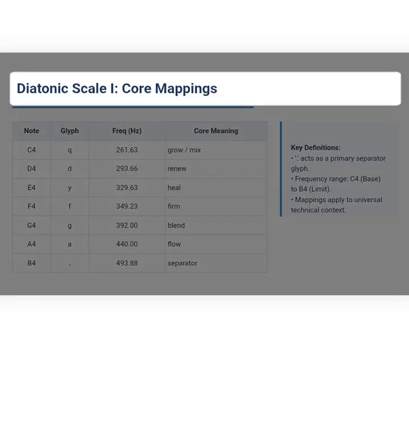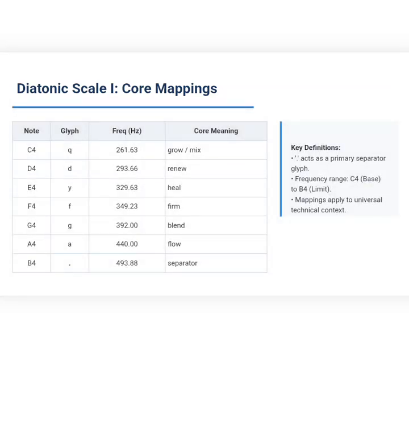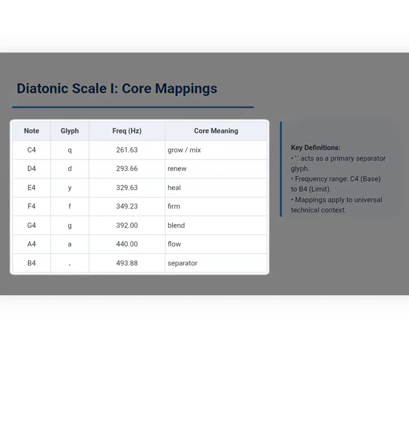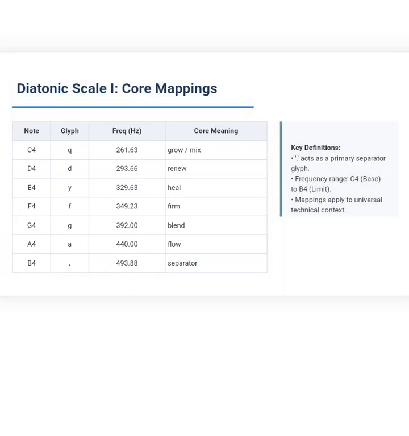Building directly on the decoding stability we established on the previous page, let's now examine the diatonic scale's core mappings. This is where our theoretical framework meets empirical acoustic data in the C4 to B4 range. In this table, you'll find the precise frequency assignments for our primary single glyphs. For instance, notice the glyph Q at 261.63 Hz and Y at 329.63 Hz. These aren't arbitrary values. They are the foundational nodes for our cymatic pattern simulations.